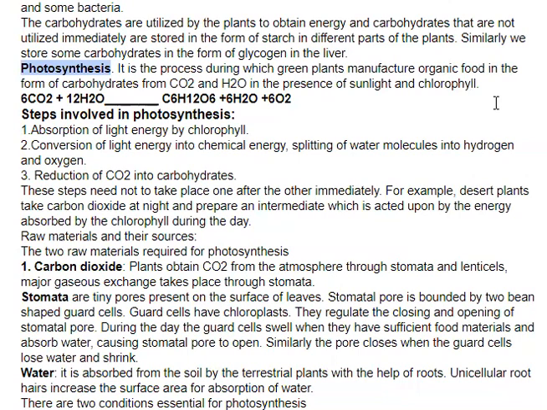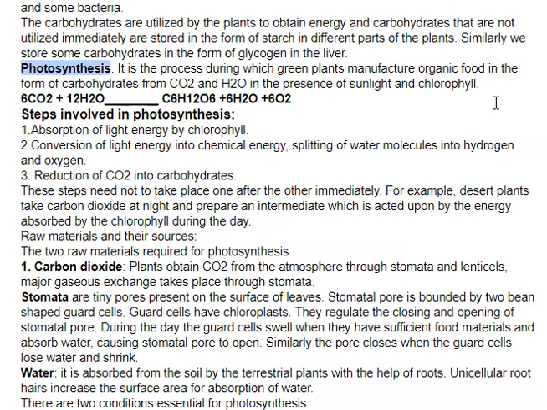For example, in desert plants, you will find that carbon dioxide is absorbed during the night, and they prepare an intermediate compound which is acted upon by the energy absorbed by the chlorophyll during the day. So they prepare an intermediate compound during the night by the absorption of carbon dioxide. So in desert plants, you will find this.